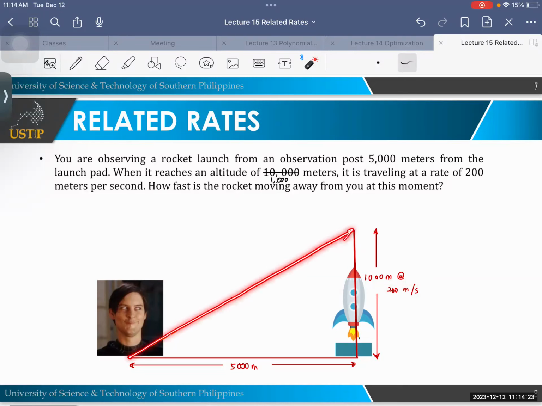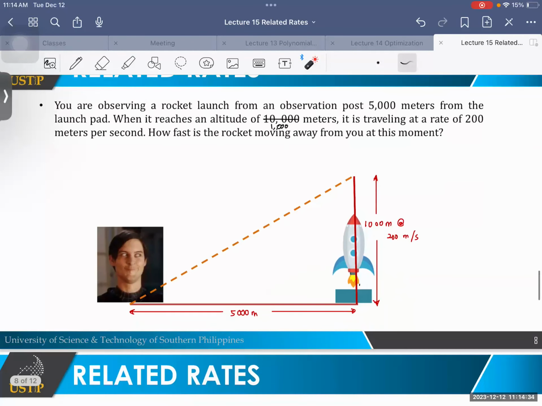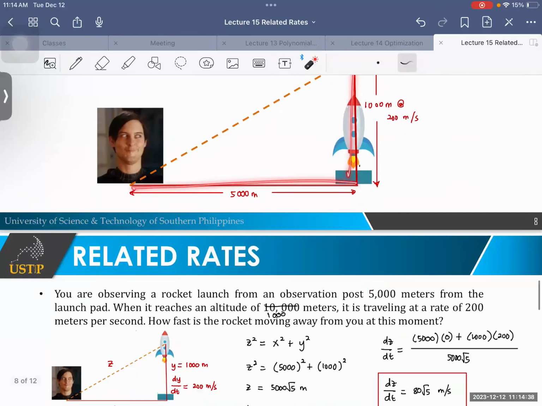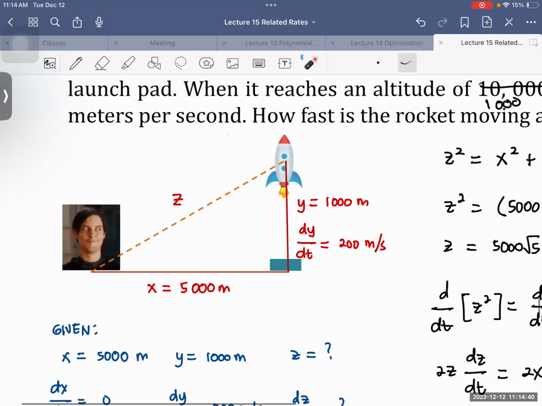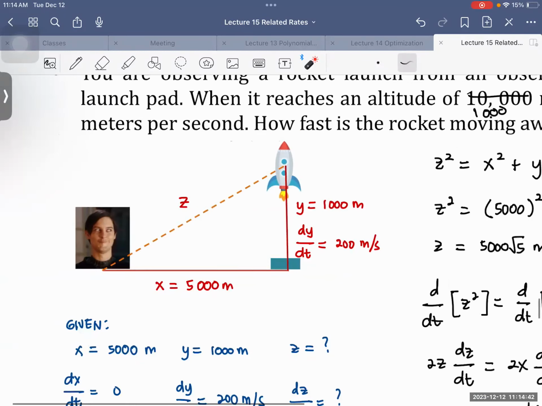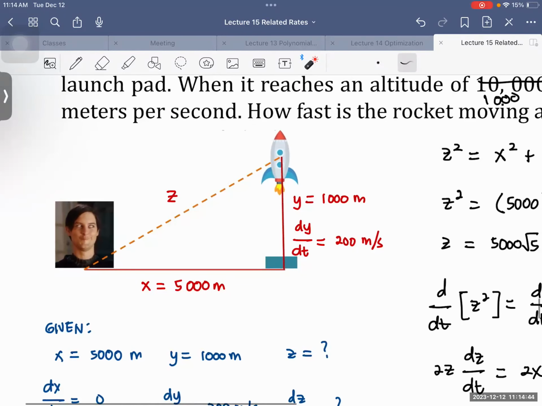How fast daw? Ano rate of change ani? From you, padulong sa kung asa ang imong rocket, no, at 1,000 meters. So, pwede niyo i-draw para mas ma-visualize. That is 5,000 meters. Pwede ta of course, mag-let out mga variables para dali. You have x, that is the 5,000 meters. And then y ni mo class, paabot niya 1,000 meters, di ba?